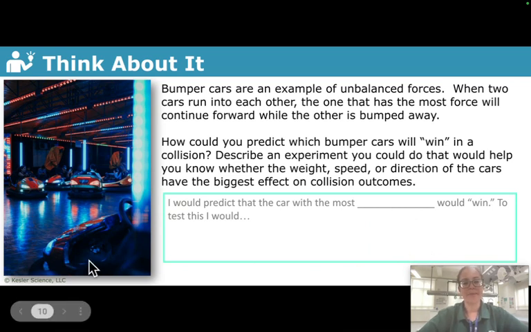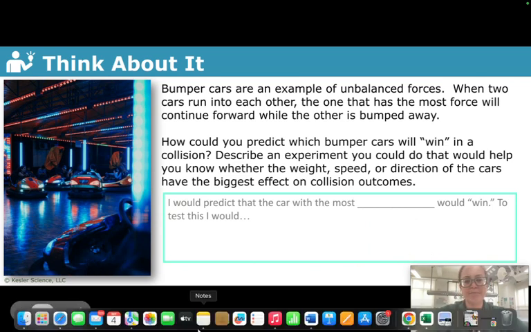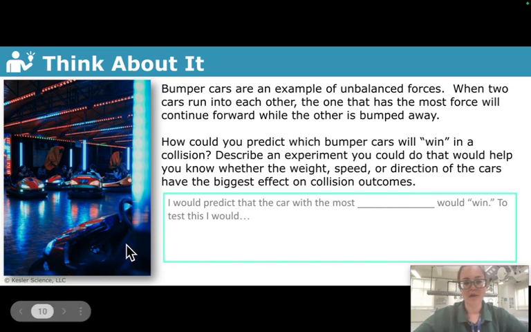So think about it. Bumper cars. I don't know if there are bumper cars in China. I'm sure there are somewhere. So bumper cars are an example of unbalanced forces. And so when 2 cars run into each other, the one that has the most force will continue forward while the other is bumped away.